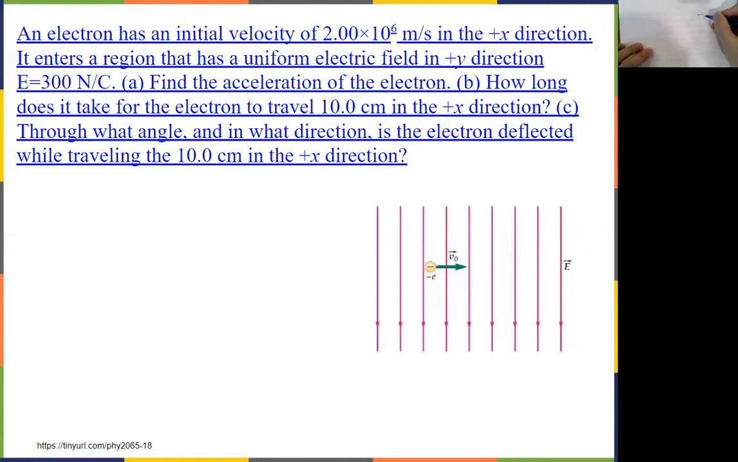So you have V0 in the horizontal direction. The electric field should be in this direction, right? Because it's a negative charge, so the force is in this direction. F of E, F sub E, electric force. So then it will be deflected in that way, right? It will go in that way. For the directional angle, how much it's deflected, theta should be equal to tangent inverse of Vy over Vx, okay?